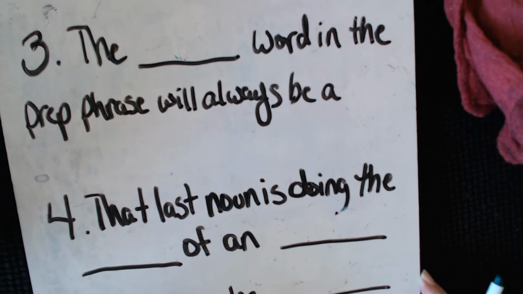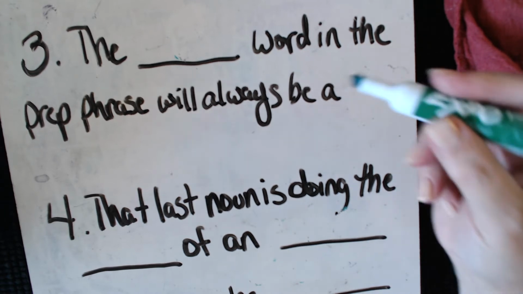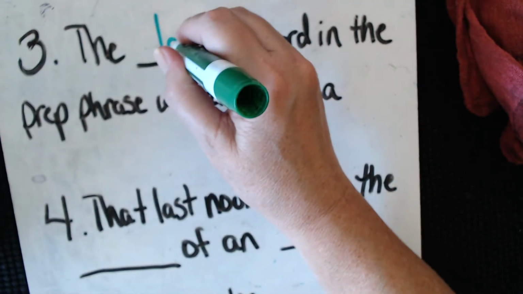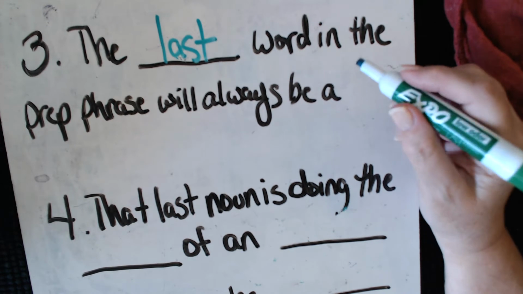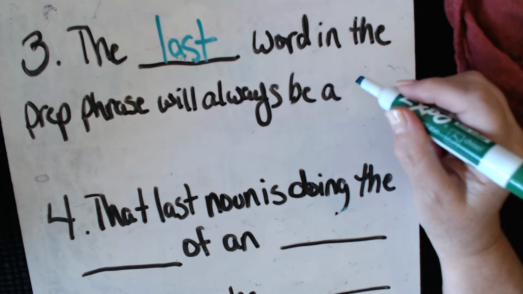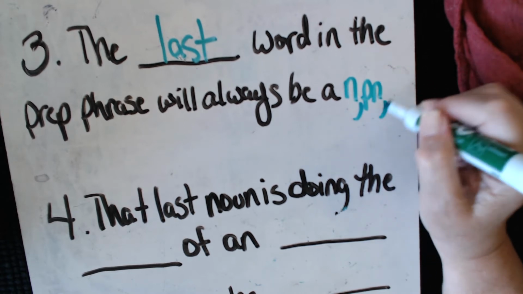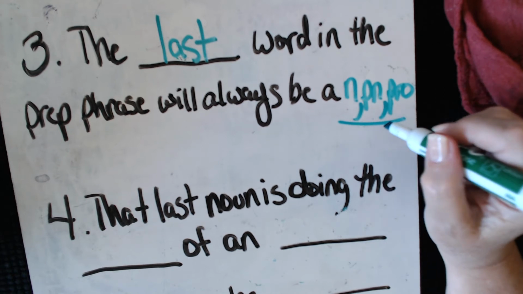So we're continuing on with your preposition guided notes, and we're talking about the rules. We already got the first two rules, and we're going to start talking about the third one. We already said the first word is always a preposition. Well, the last word in a prepositional phrase is always going to be some sort of noun. It could be a common noun, a proper noun, or a pronoun, but it's always some sort of noun.